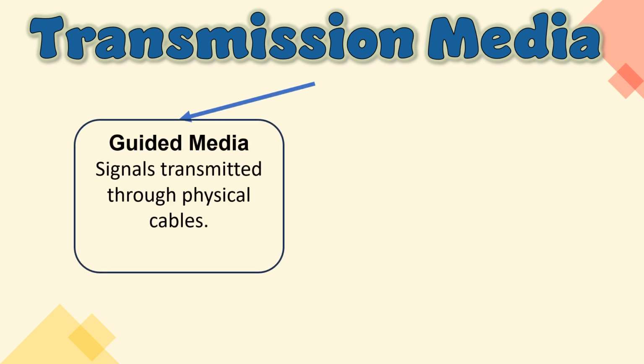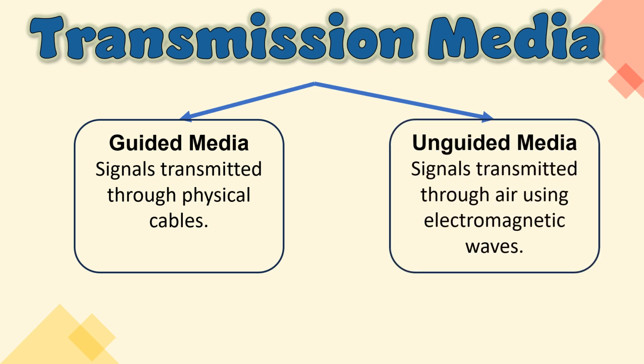There are two main types of transmission media. Guided media, where signals are transmitted through physical cables. Unguided media, where signals travel through the air using electromagnetic waves.